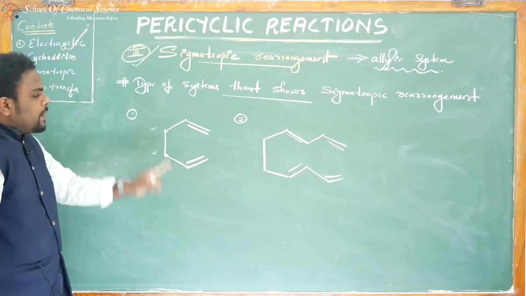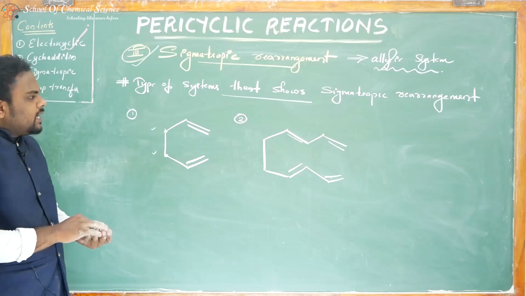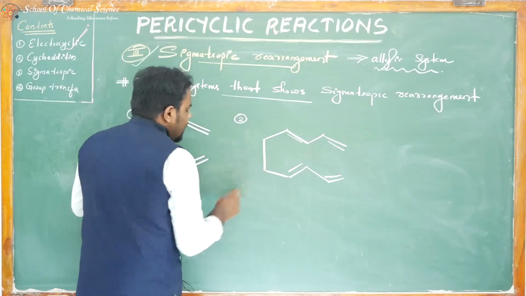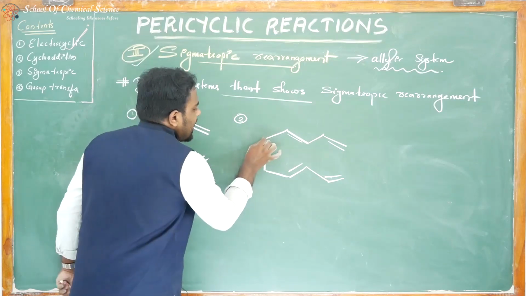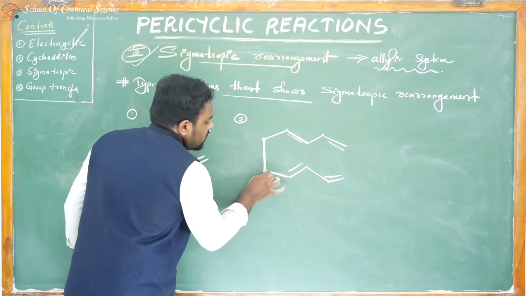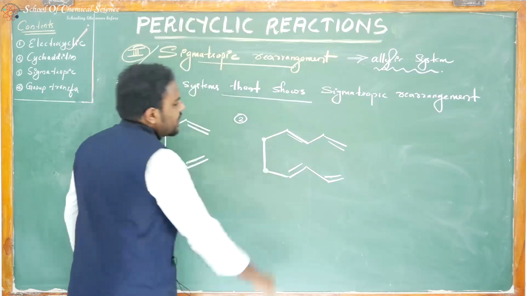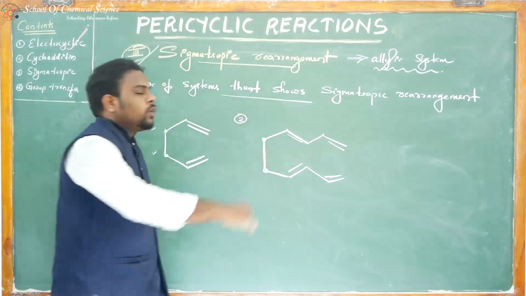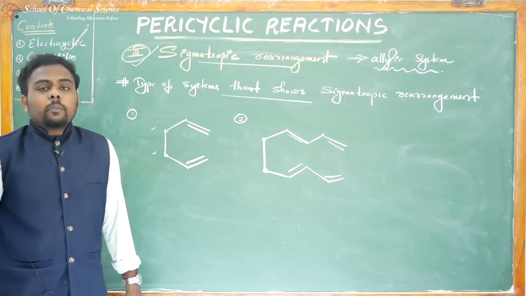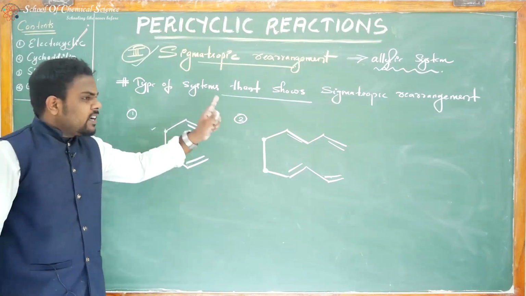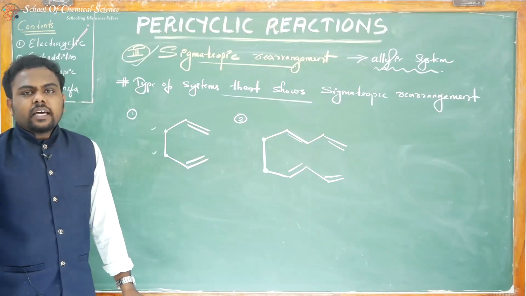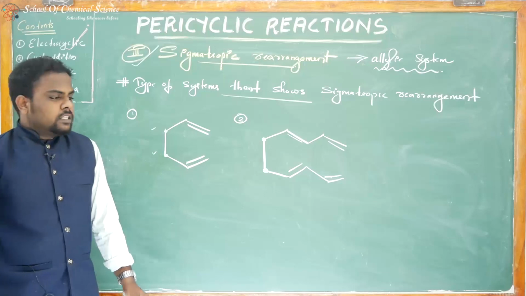This is this type of system. Where an allylic carbon is present, this carbon is connected to a carbon-carbon double bond. So this is an allylic carbon. This is also an allylic carbon because it is also connected to a carbon-carbon double bond. So this system also shows sigmatropic rearrangement. Wherever an allylic carbon is present, definitely sigmatropic rearrangement is shown by that system.